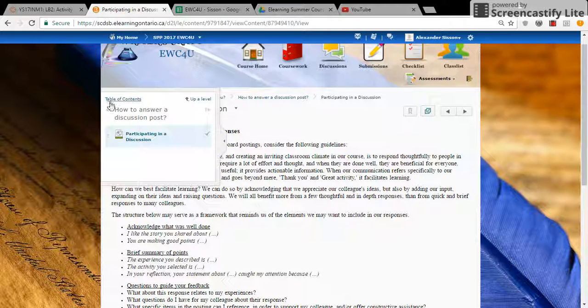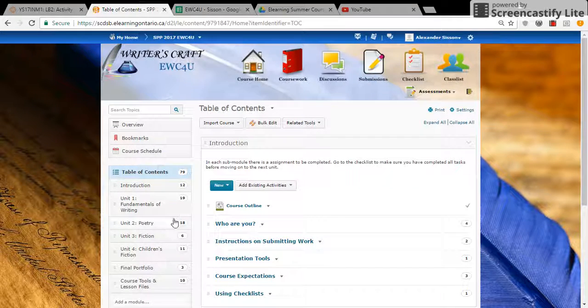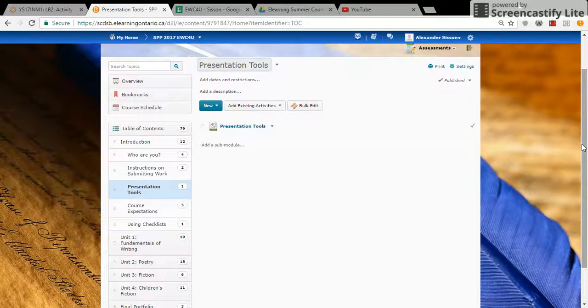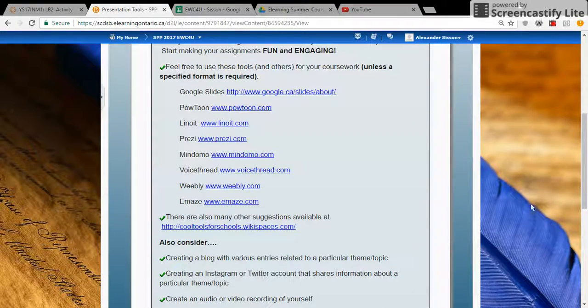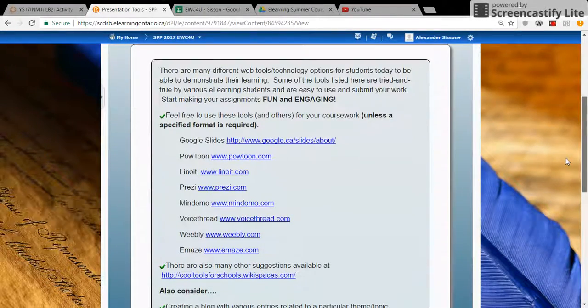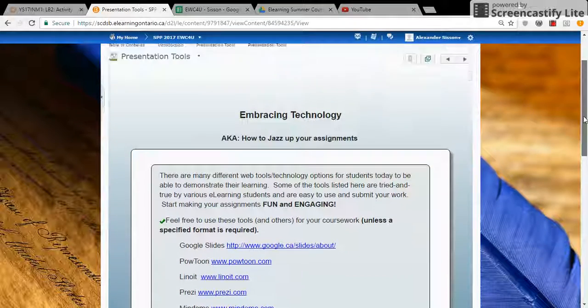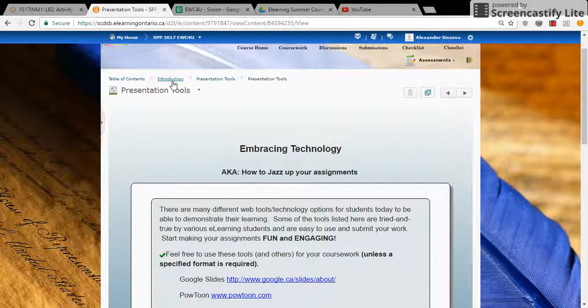Now, if we move on in the introduction portion, we'll move down to presentation tools. This is basically a sheet that gives you several different options of how you may want to present some of your work. These are just a few. As we all know, the internet is littered with programs and applications that you can use. You will need to write, but there will be some opportunity to use other mediums to express yourself. So keep that in mind.